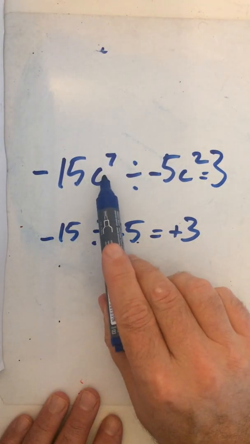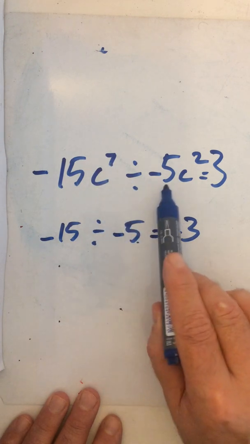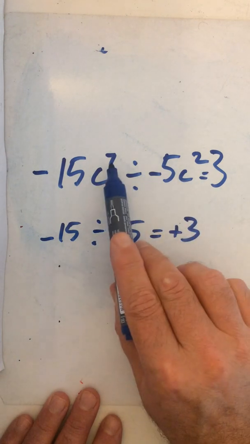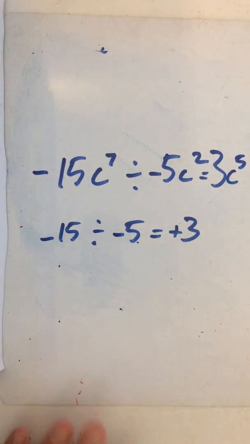And then we just do the same as before when we're dividing these powers. c to the power of 7 divided by c to the power of 2, which is taking those powers away, becomes c to the power of 5.